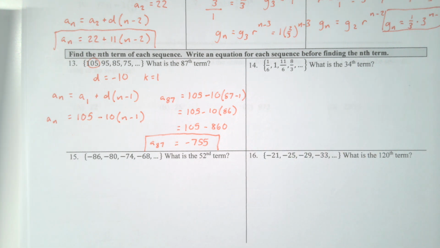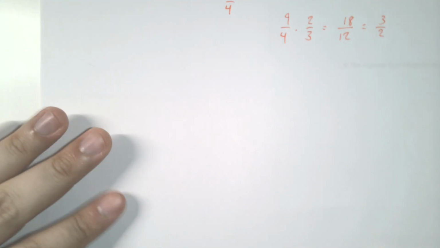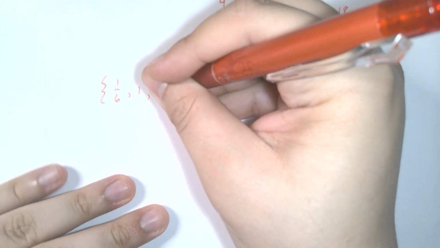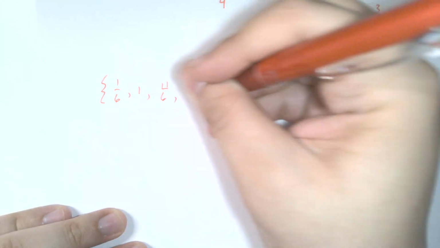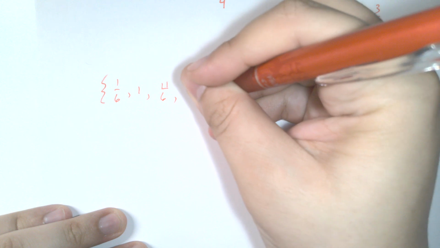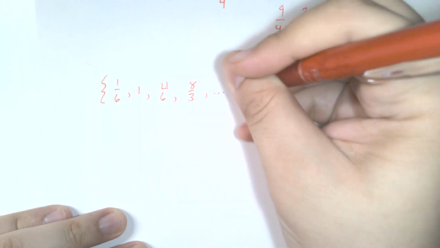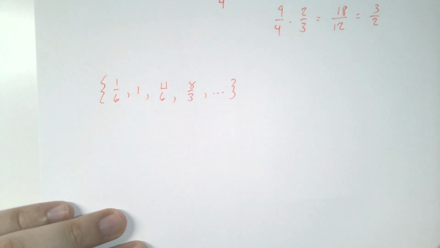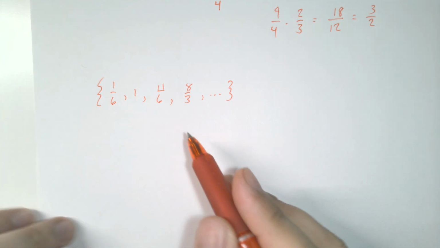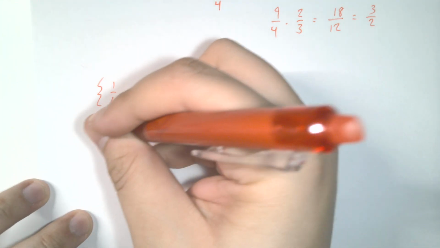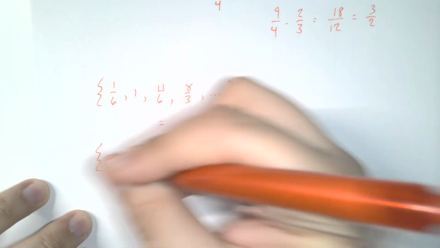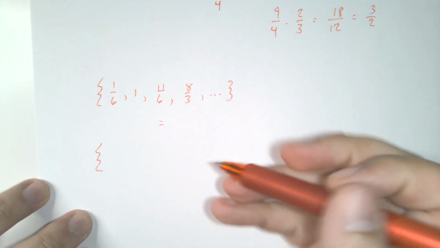So this has to be arithmetic. Well, how can we show that that's arithmetic? So first, let's see, we started with 1 over 6. We have 1, and then 11 over 6, and then 8 over 3. Let's see if we can write all of these with the common denominator. Well, common denominator between all of these is 6.